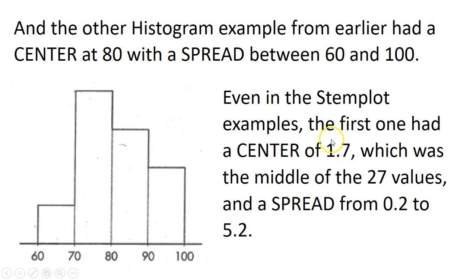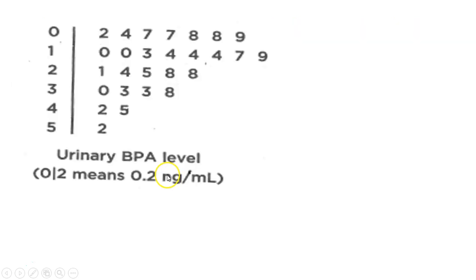Even at the stem plot example, the first one had a center of 1.7, which was the middle of the 27 values, and a spread from 0.2 to 0.5, right? The middle of them.